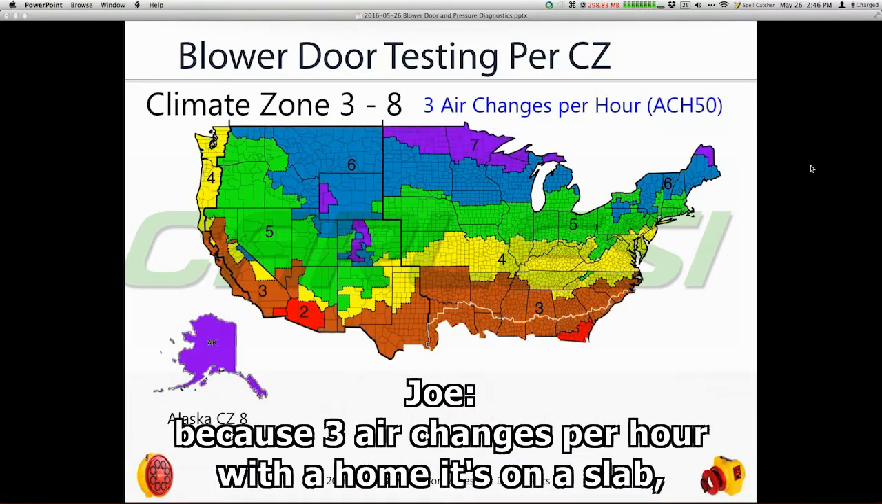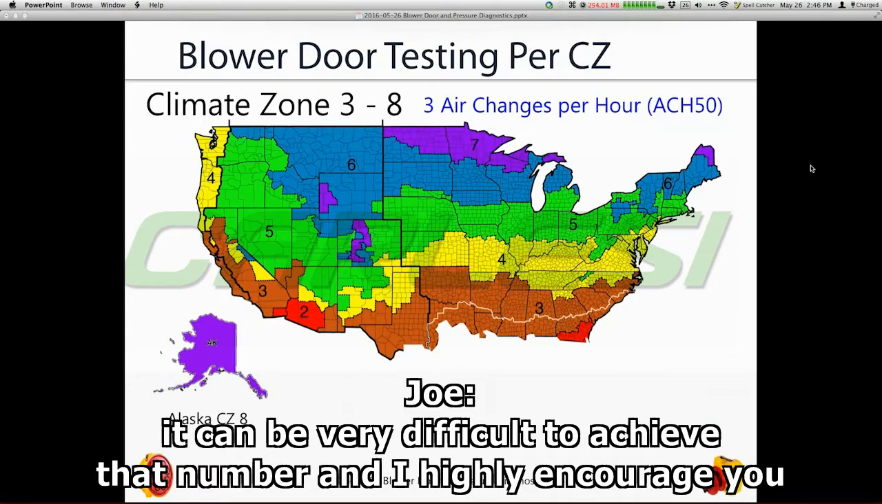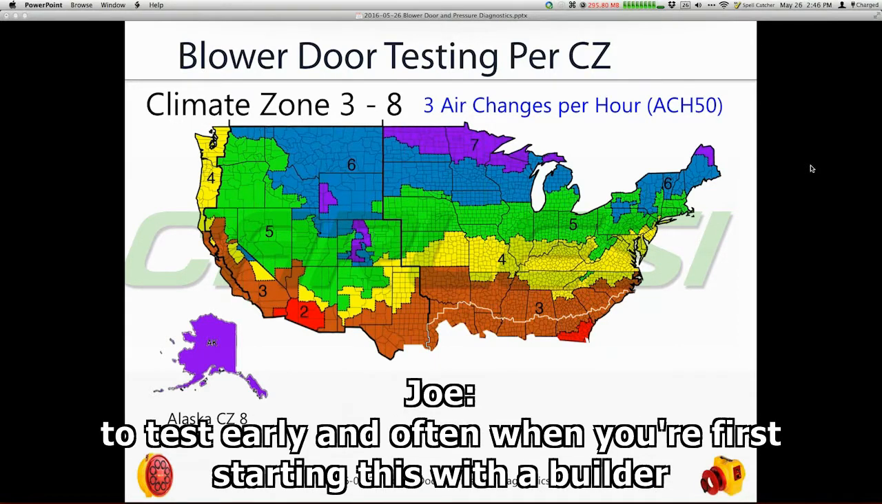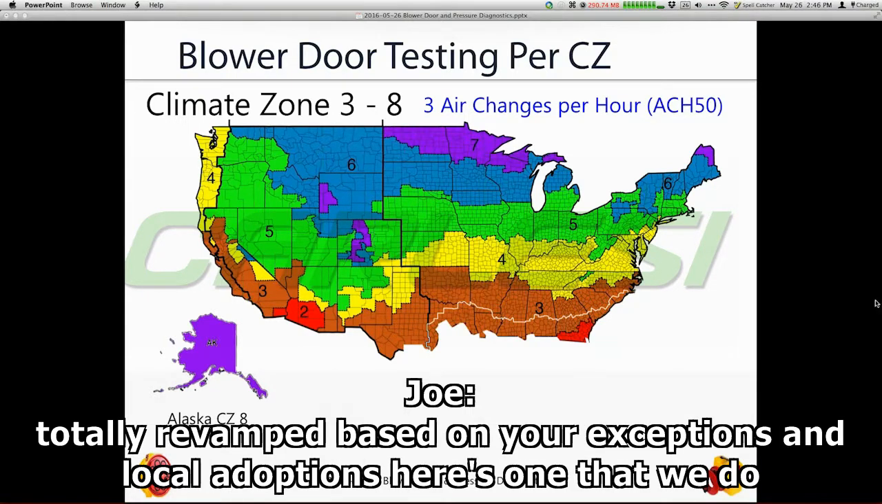And let us know if you're having challenges, because 3 air changes per hour with a home that's on a slab, you really got to be on top of your game. There's not a lot of volume there, and it can be really difficult to achieve that number. I highly encourage you to test early and often when you're first starting with a builder, to make sure you're finding some of the errors. And again, all this can be totally revamped based on your exceptions and local adoptions.